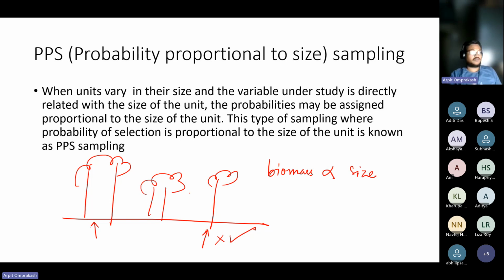So here, what we want to do is weight the picking of individuals based on their size. So we'll pick out more individuals of this size compared to this and this, or some other thing, based on what exactly we are trying to get at. Right. So this kind of sampling is known as PPS sampling, or probability proportional to size sampling.